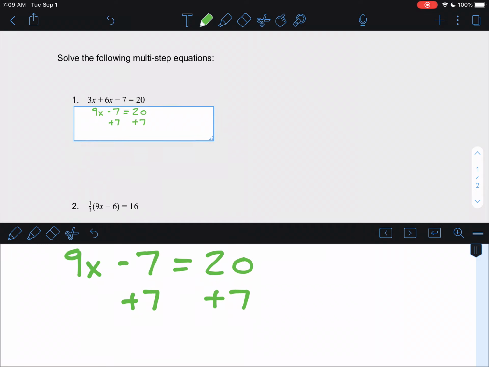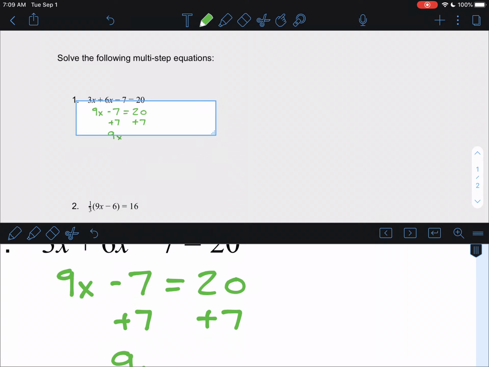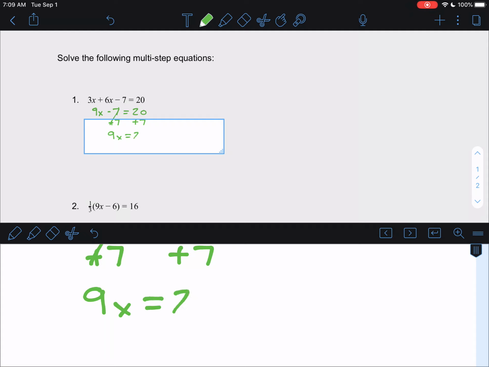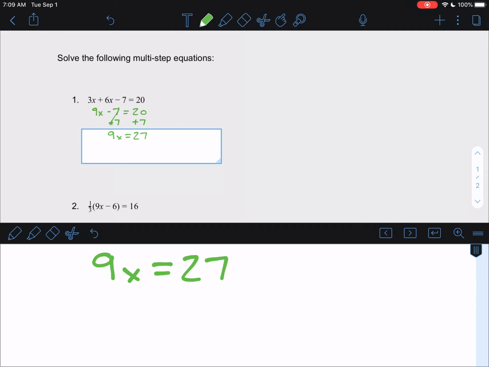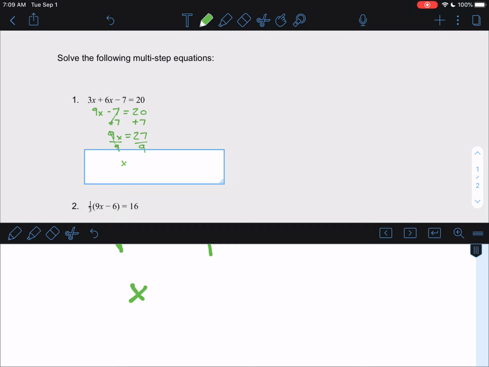So when I do that, I get just 9x over here because those cancel out. And then I have 20 plus 7 equals 27. So then I have 9x equals 27. And hopefully you guys see there's only one last step for me to do here. So what I'm going to do is divide by 9 to get x all by itself. Well, those cancel out. And 27 divided by 9 is 3. So x equals 3 here.